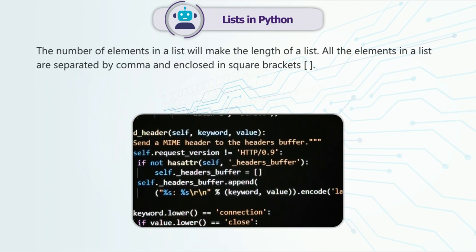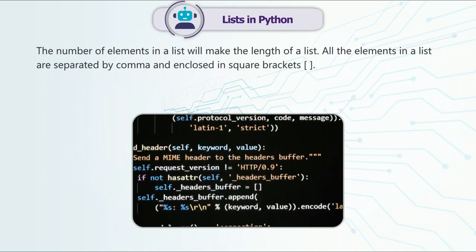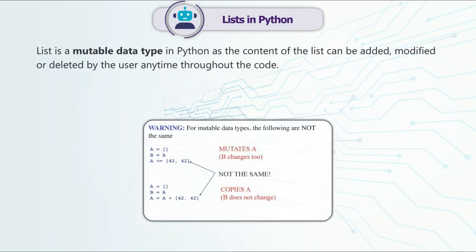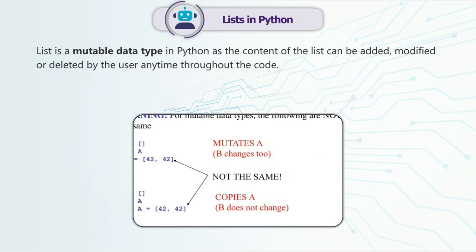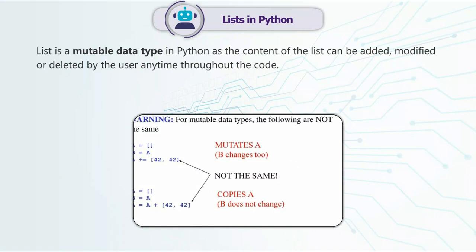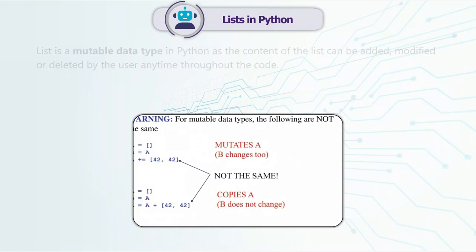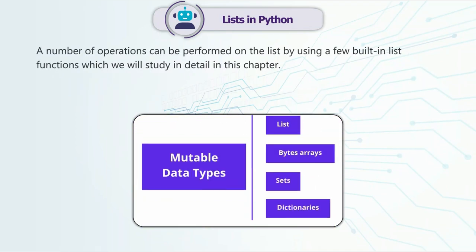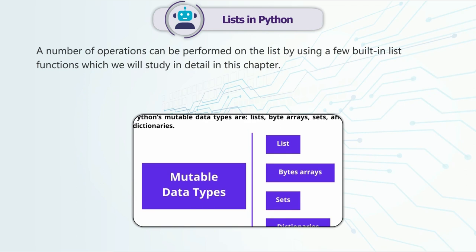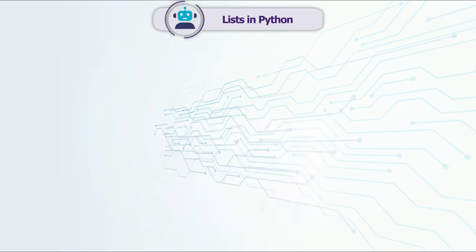All the elements in a list are separated by commas and enclosed in square brackets. A list is a mutable data type in Python, as the content of the list can be added, modified, or deleted by the user anytime throughout the code. A number of operations can be performed on the list by using a few built-in list functions, which we will study in detail in this chapter.